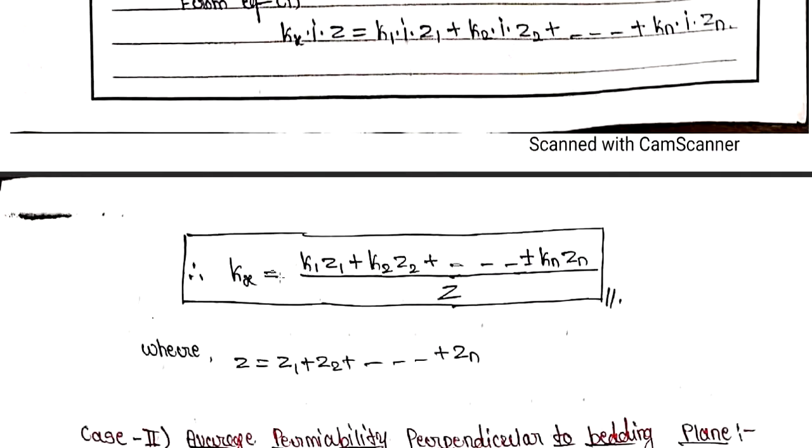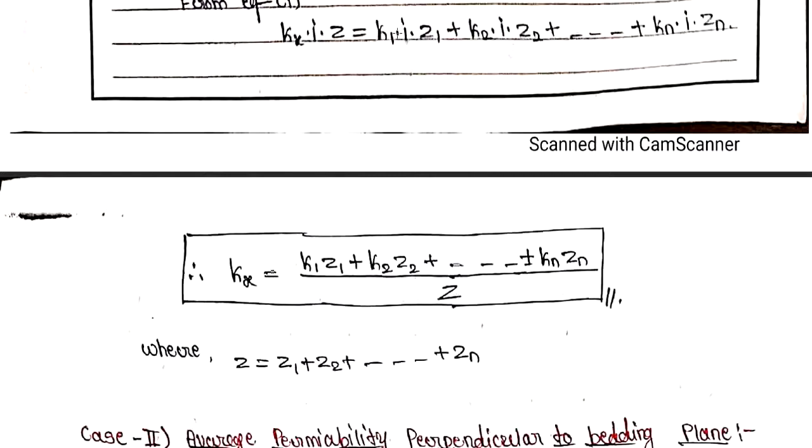So you can see here, if I want to find out Kx, how can I write it? Kx means average permeability in the x direction, or average permeability of a stratified soil when the flow is parallel to the bedding plane. This same equation I am going to use, and I am going to move i and z to the other side. So z I have kept as it is.